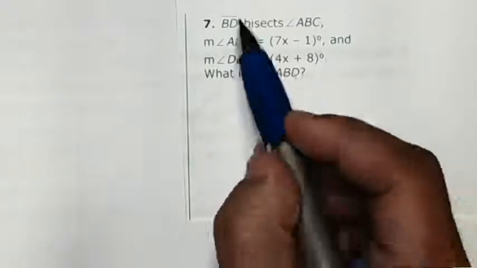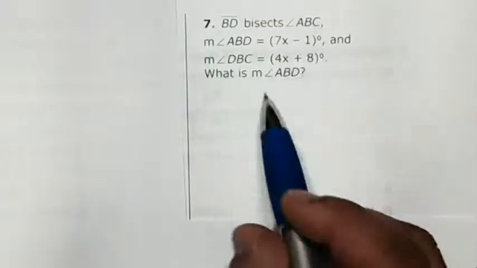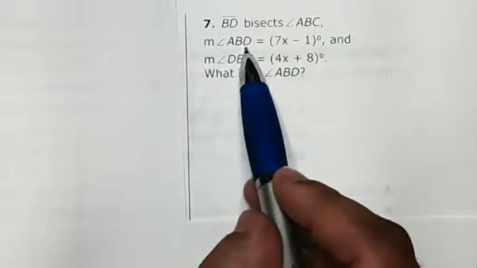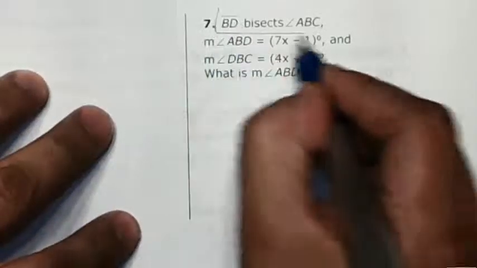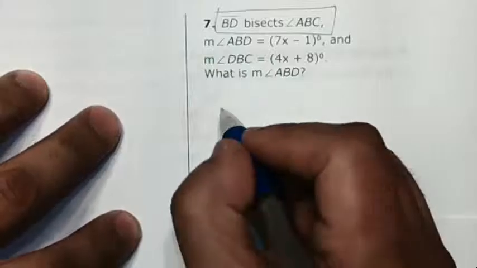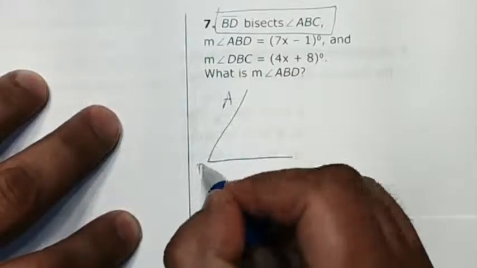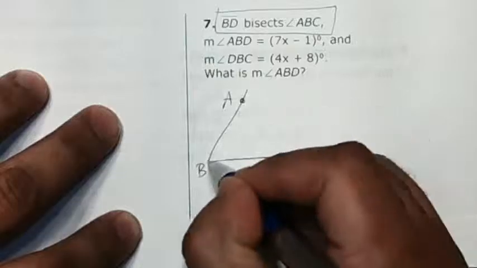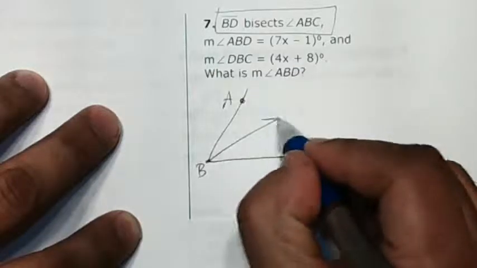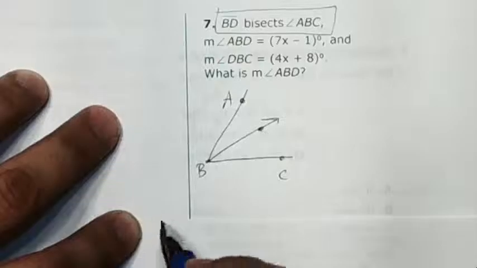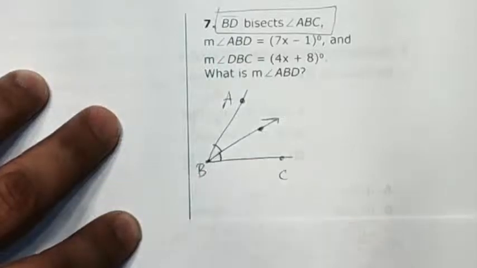Question number 7 says that ray BD bisects angle ABC, and it gives me the measure of angle ABD and the measure of angle DBC. So I want to draw this out so that I can see how to solve this. I have my angle ABC, and I know ray BD bisects the angle. Bisect means, remember, that it cuts the angle into 2 congruent parts.